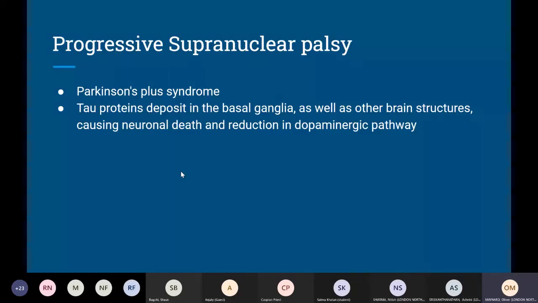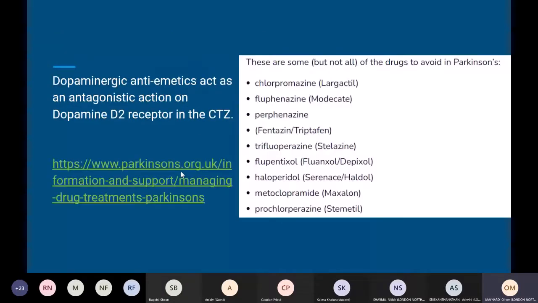It's normally quicker onset in terms of at a younger age than traditional idiopathic Parkinson's disease, and it has a much quicker progression, unfortunately. So the particular medications, 4 of them were dopaminergic medications, which block dopamine at the D2 receptors, which is excellent for the antiemetic effect, but unfortunately would have the side effect of potentially increasing the extrapyramidal symptoms that he sees from his Parkinson's plus syndrome.